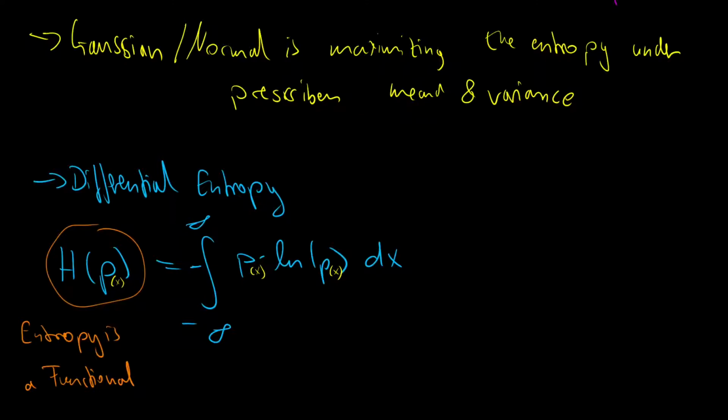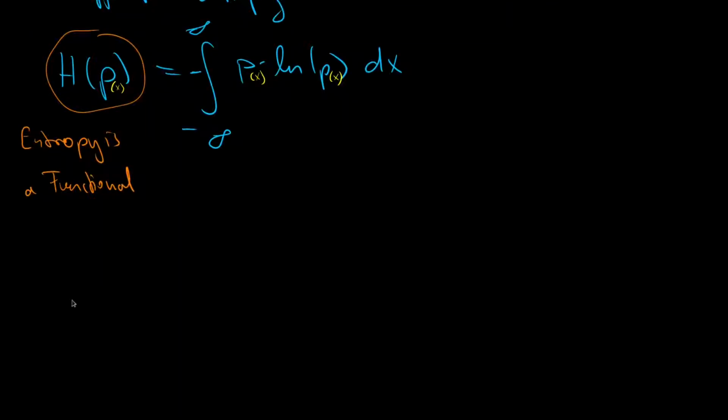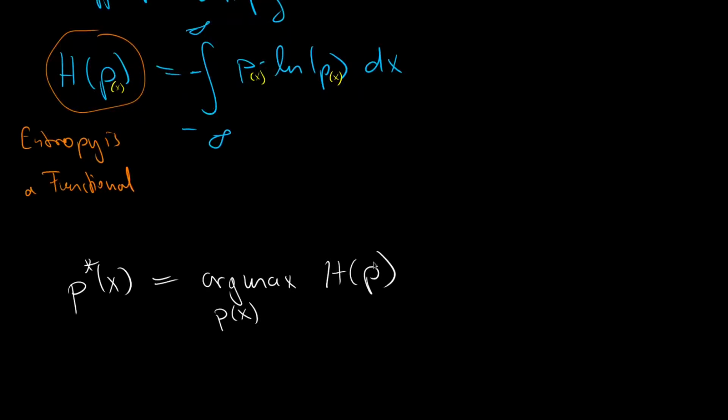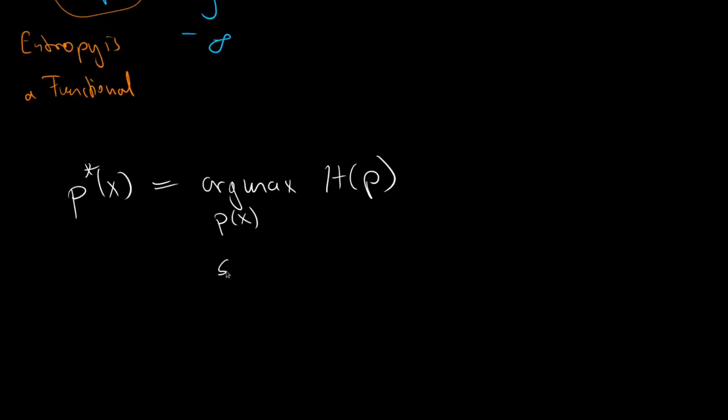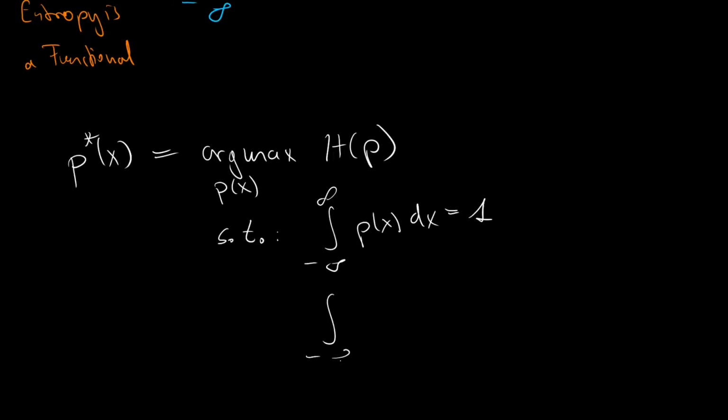So let's put this mathematically. We say that p of x star, or the function, and we will see it will be the normal and Gaussian, is the arg max over all possible distributions or functions applying to the functional of the entropy, subject to three constraints. First, it has to integrate to 1. Okay, this makes sense. This is because of the normalization. The next constraint is that the integral over p of x times x dx is mu. That also makes sense because that is the prescribed mean.